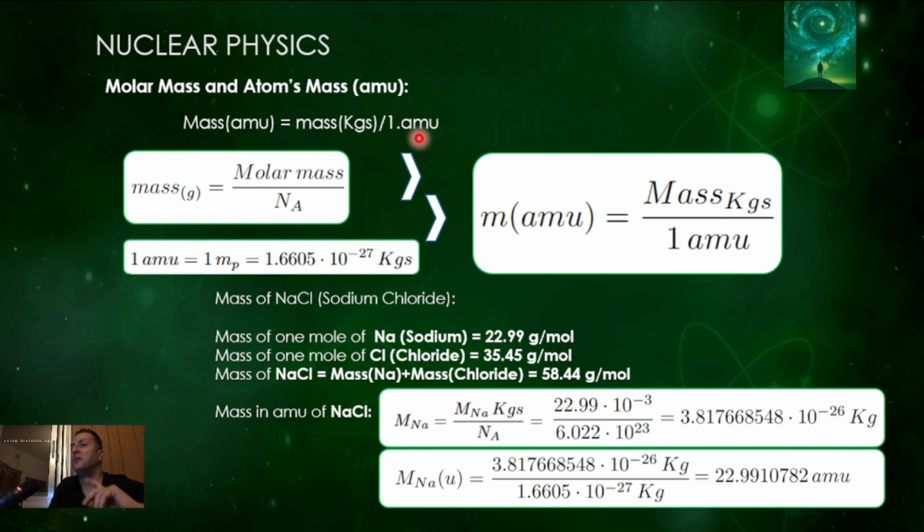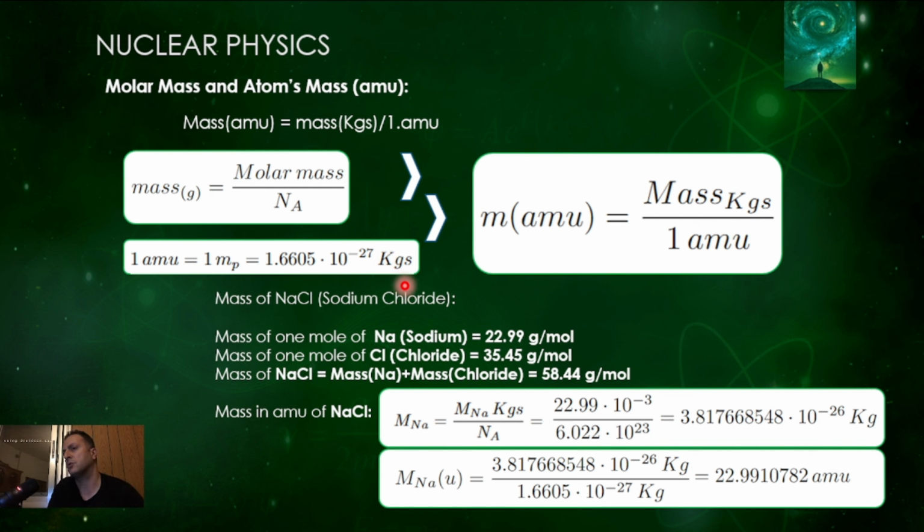Now, after that, we need to divide the answer by 1 AMU, or the mass of one proton, which is the reference value that we talked about, equal to 1.6605 times 10 to the power minus 27 kilograms, and we get the value in AMU, or atomic mass unit.